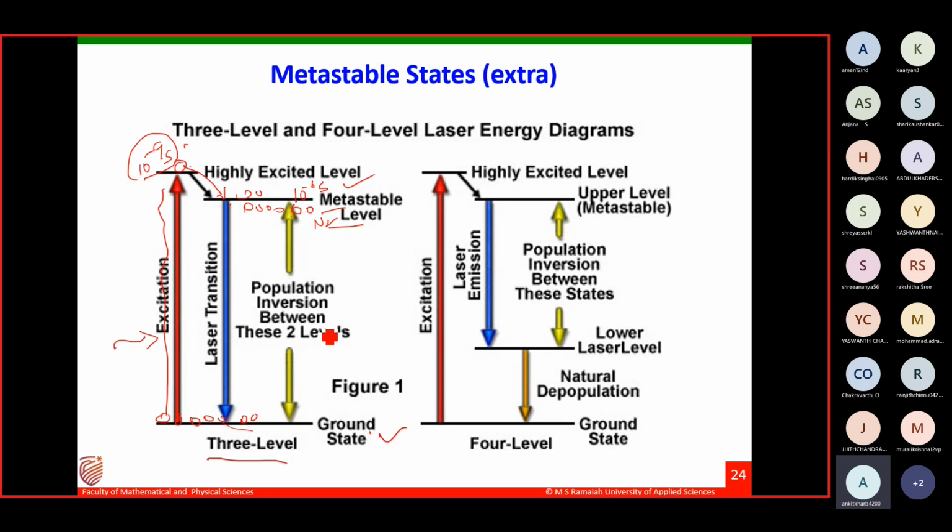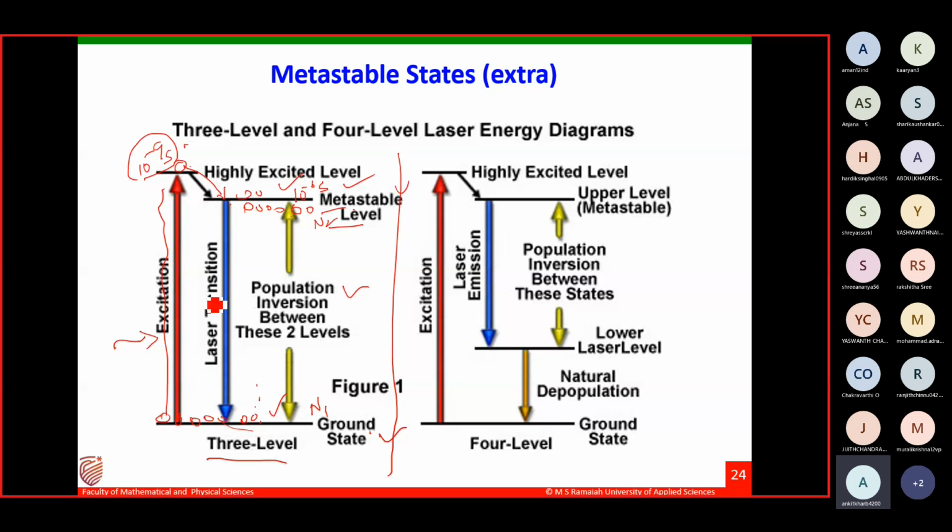There are two requirements I am talking about here. One is that the given system should have a metastable state, and also I need to have a population difference between these two states. More atoms should be in this state compared to the lower state. This is one example of a three-level system.